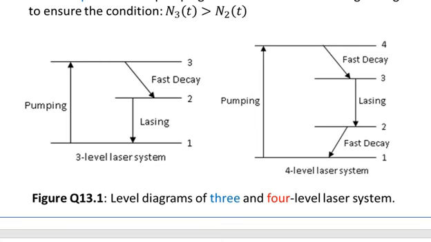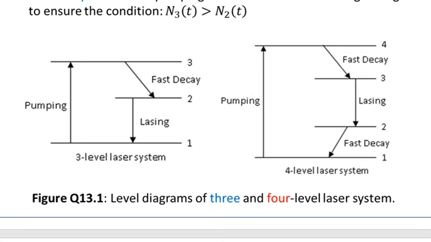Now let's come to the 4-level laser systems. The pumping is done from level number 1 to level number 4. Level 4 is a fast decaying level, so it means that most of the population of the level 4 will appear in the level 3. And the lasing action will take place between the level 3 and the level 2. It means that there should be a population inversion between the level 3 and the level 2, which means that at all times the population at level number 3 should always be greater than the population at level number 2, so that the lasing action can take place between these two levels.